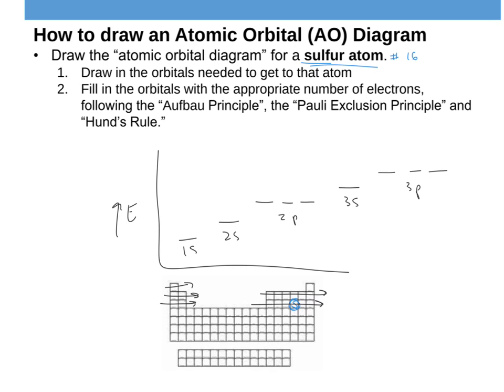How many electrons do I put in here? Well, if that's number 16, then that means there's 16 electrons for sulfur. And then I start filling from the bottom and I start going up, right? So 1, 2, 3, 4, 5, 6, 7, 8, 9, 10, 11, 12, 13, 14, 15, 16, and then I stop. So sulfur would look like that. That's your atomic orbital diagram for sulfur.